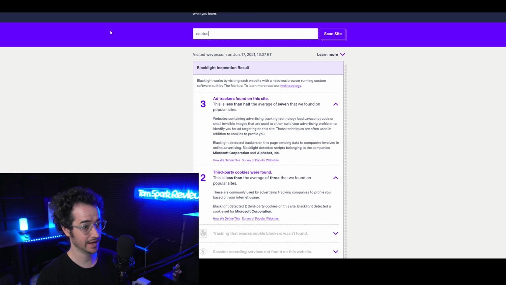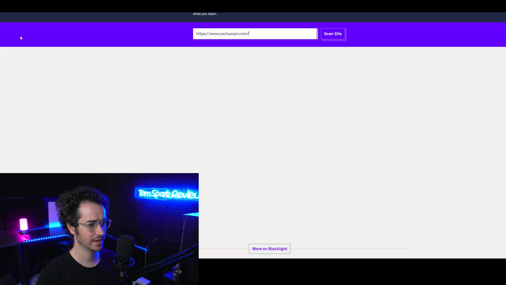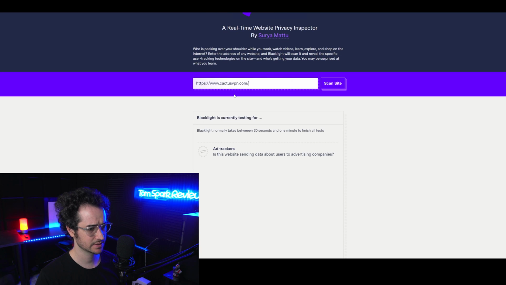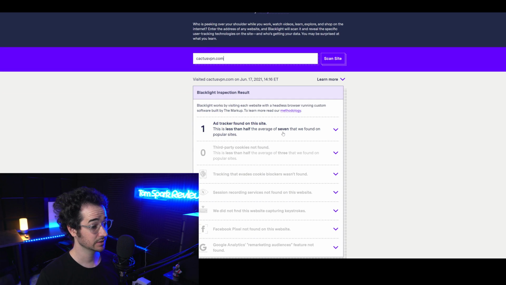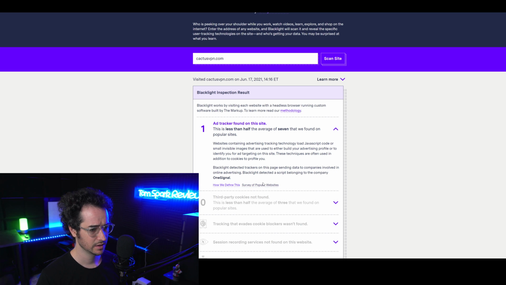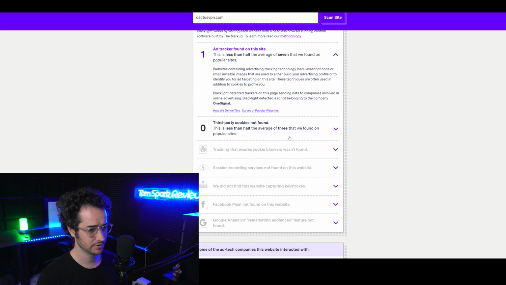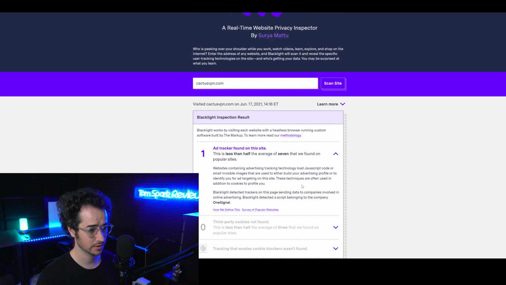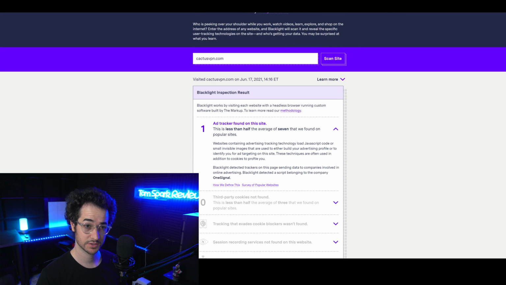Next up, we could look at Cactus VPN. Not sure why there was an issue there. Let's try doing this. And there we go. So Cactus VPN actually did really well, only having one ad tracker on the website, which is pretty good. Zero third-party cookies and none of this other stuff tracking you either. So overall, very strong. Good job, Cactus.